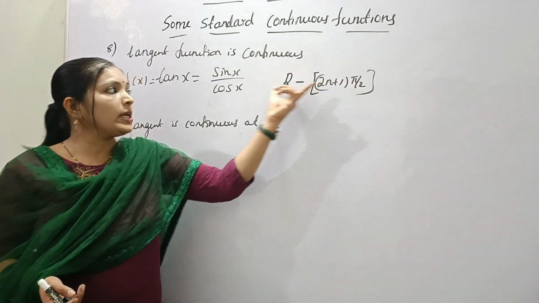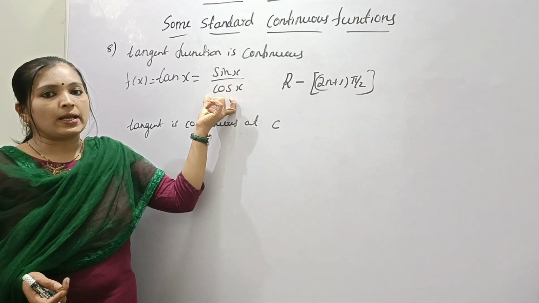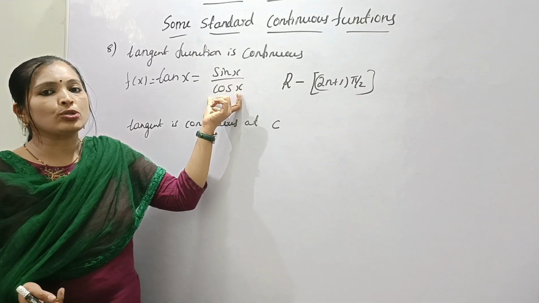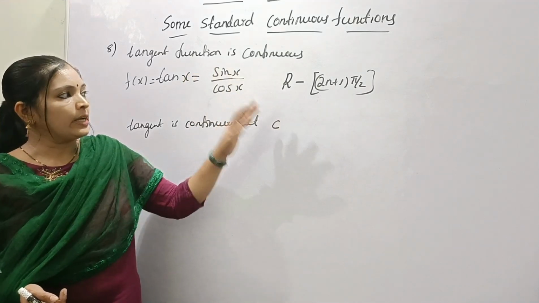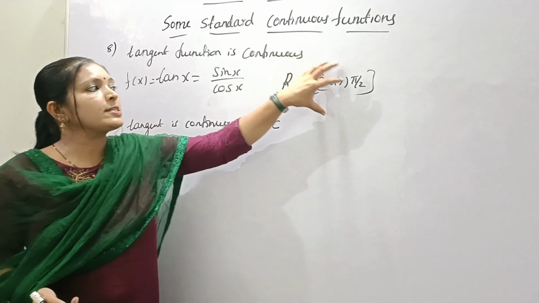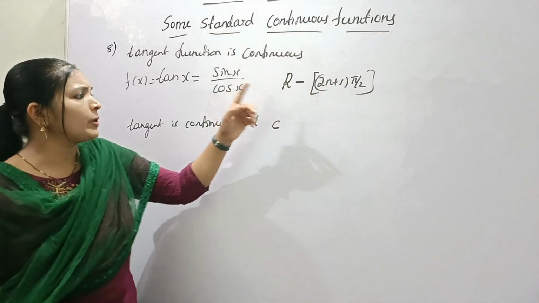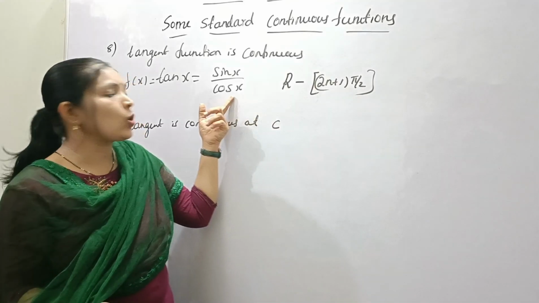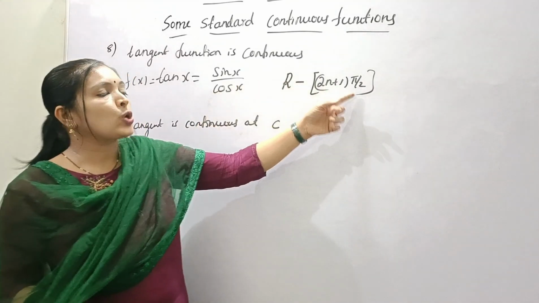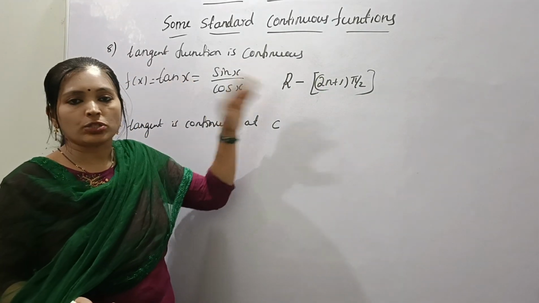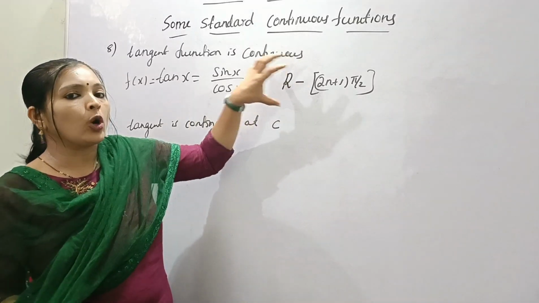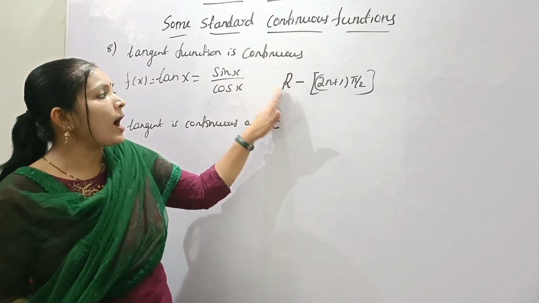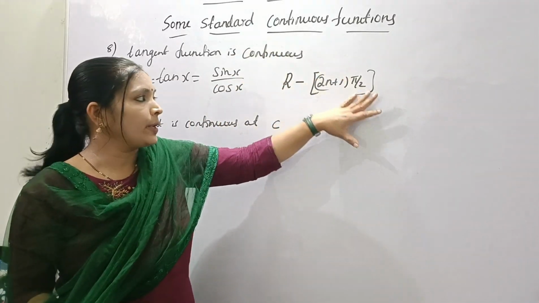See why this one? Here, division by cos x is there, right? If cos x is equal to 0, this will not be defined. Therefore, the domain is R minus (2n plus 1) pi by 2. Because we know that, just substitute n equal to 0: pi by 2, cos pi by 2 is 0. And cos 3 pi by 2 is 0. Okay, cos 5 pi by 2 is 0. Therefore, the domain of the tangent function is R minus (2n plus 1) pi by 2.